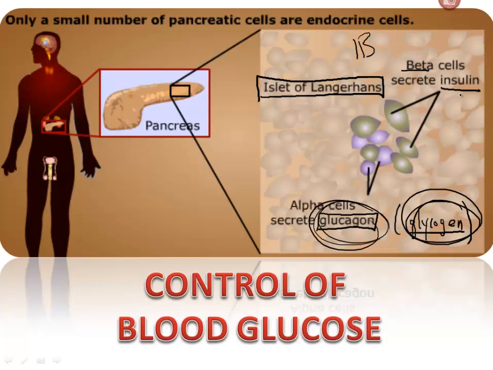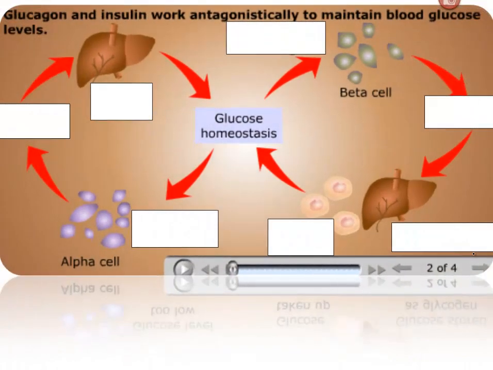If our blood glucose level is too high, well, insulin is actually going to help us lower our blood sugar level by putting extra glucose into the liver and storing it as glycogen. Let's see that in a diagram here.